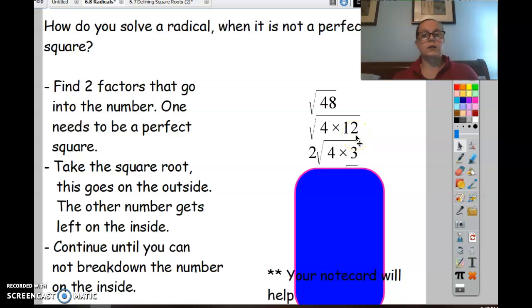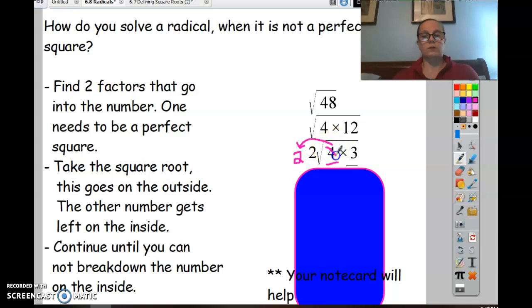But here's the deal. We know 12 can be broken down more. We have to always break the number that's under the radical down until it can't be broken down anymore. And we can break it down with 4 and 3 because, again, we know 4 is that perfect square. So again, if we take the square root of 4, we're going to take it and put it on the outside, which is a 2.